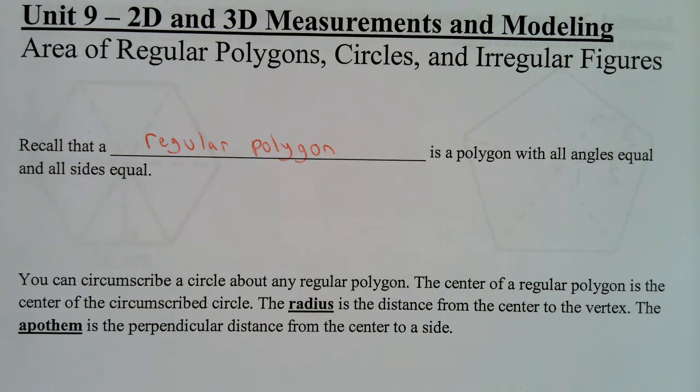Okay, so now this next little blurb. You can circumscribe a circle about any regular polygon. The center of a regular polygon is the center of the circumscribed circle. The radius, which we've talked about already a lot, is the distance from the center to the vertex. And the apothem, that's new. The apothem is the perpendicular distance from the center to a side.